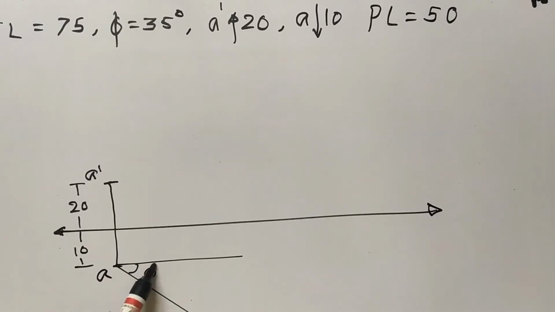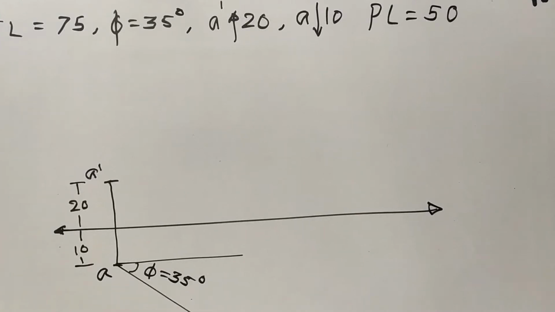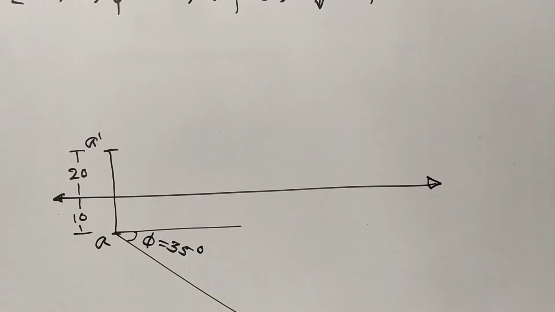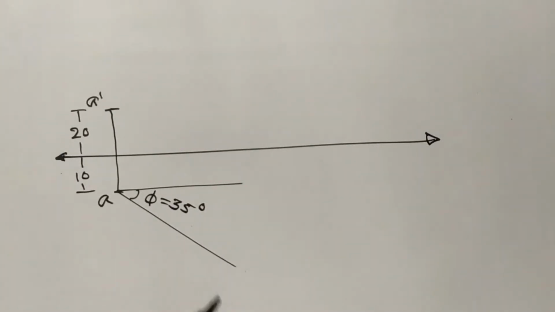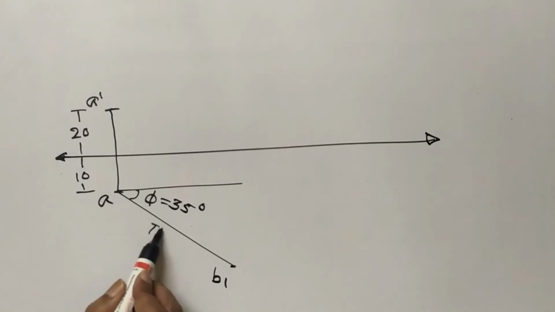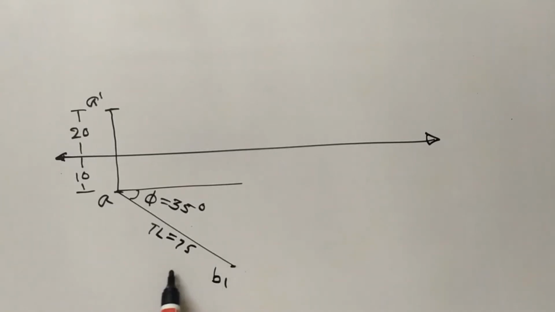So I will take this phi equal to 35 degree. Now this phi I have marked, and on this phi I will mark true length. So this will be my true length. So this true length I have marked A B1. True length is marked. This true length equal to 75. I have marked this. Then immediately I will draw a locus from this true length point.